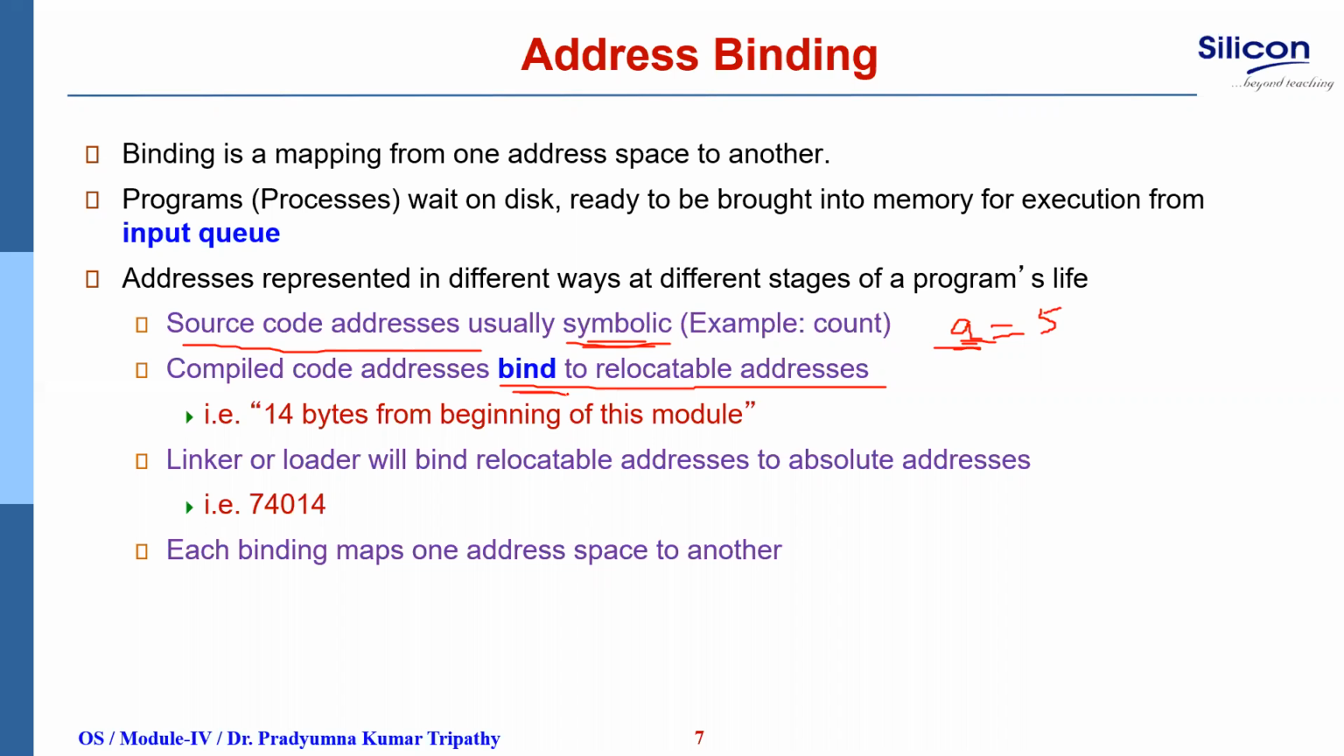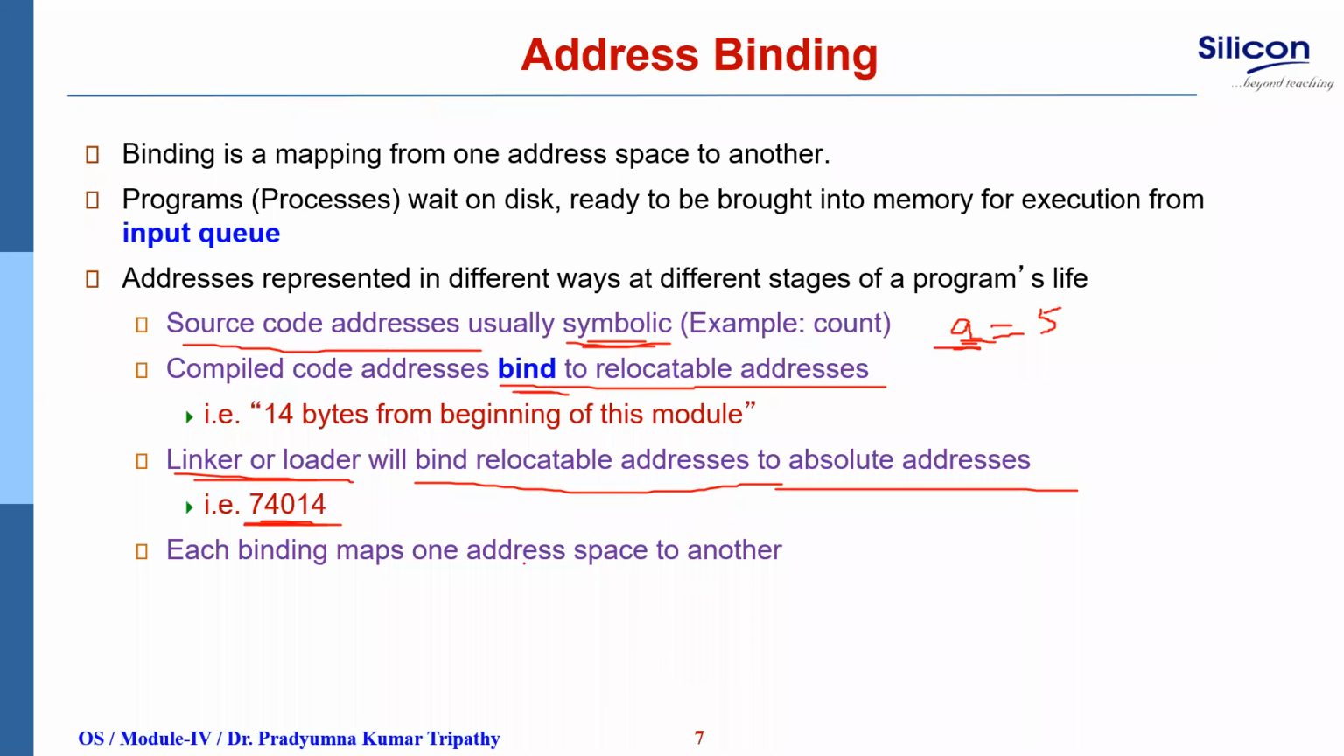Relocatable addresses. The linker or loader will bind relocatable addresses to absolute addresses. At the time when the linker or loader works, it will bind the relocatable addresses to the absolute addresses. An absolute address is the actual or physical address in memory. Relocatable addresses can be changed at runtime. For example, this is the physical or absolute address we can see. So the linker or loader will bind relocatable addresses to absolute addresses.